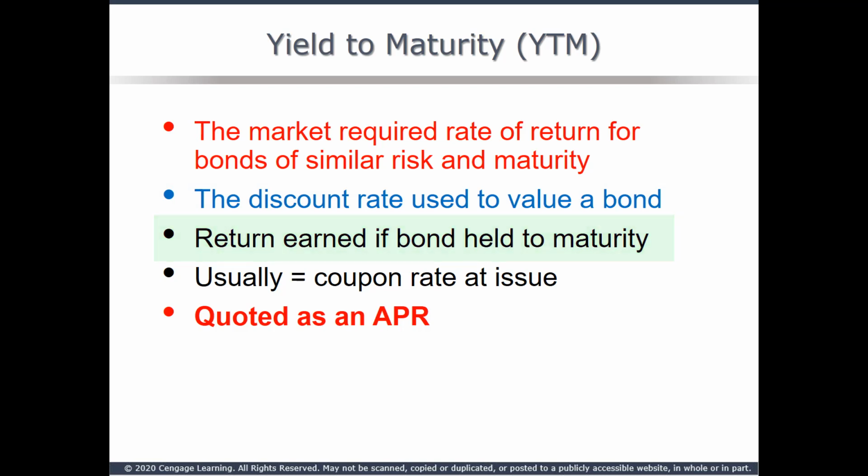Yield to maturity is also the return earned by an investor who buys the bond and holds it to maturity. As we mentioned, the coupon rate usually equals the yield to maturity at issue, so that the bond will sell for its face value. Yield to maturity is quoted as an APR. When we look at bonds that pay interest semi-annually, this will become important.